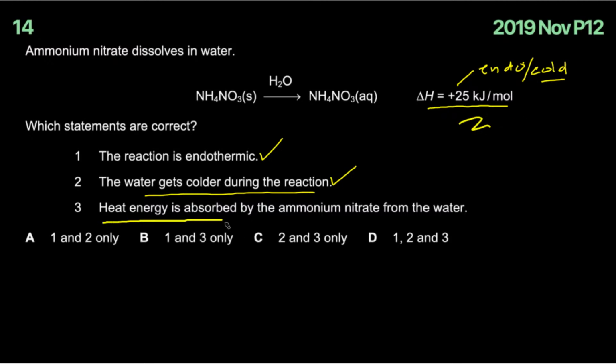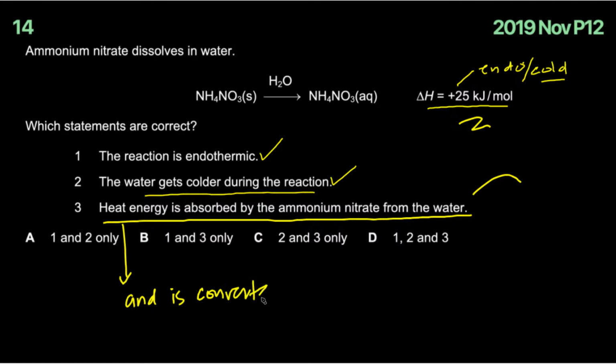And heat energy is absorbed by the ammonium nitrate from the water. The heat energy is absorbed and gets converted to what? So the energy is absorbed and is converted to what we call chemical potential energy. So all three are correct. Some people get this wrong. They think endothermic means hot. Endo means cold, always cold. Yeah, always cold. Always. This is a distractor.